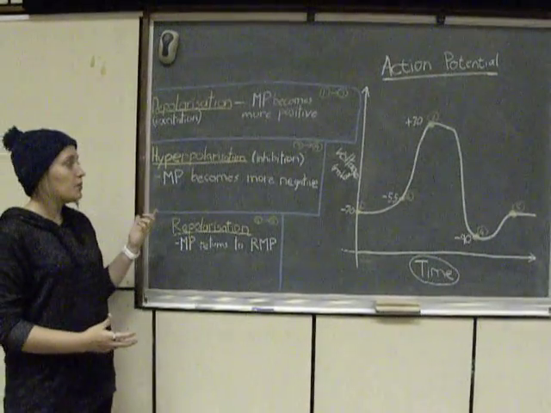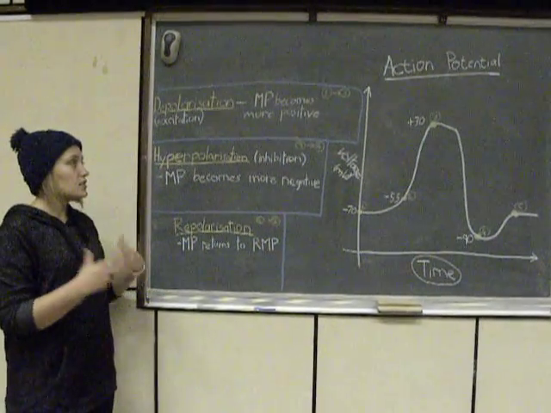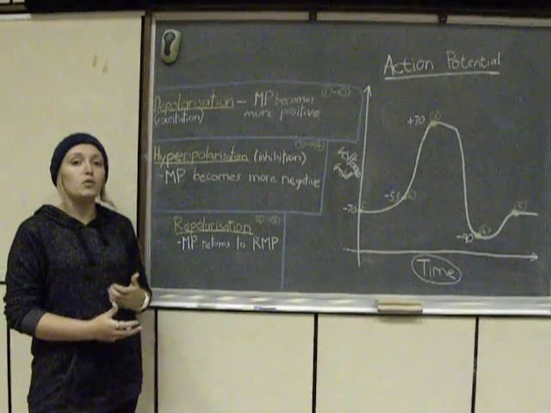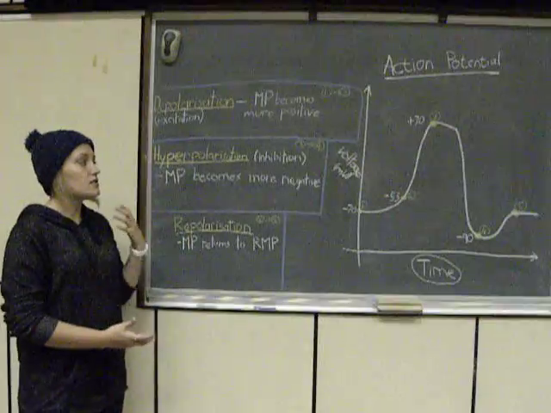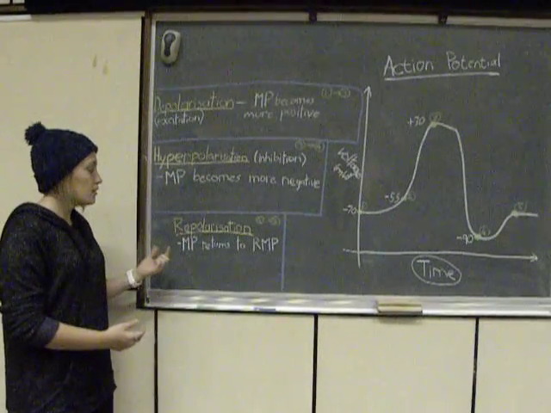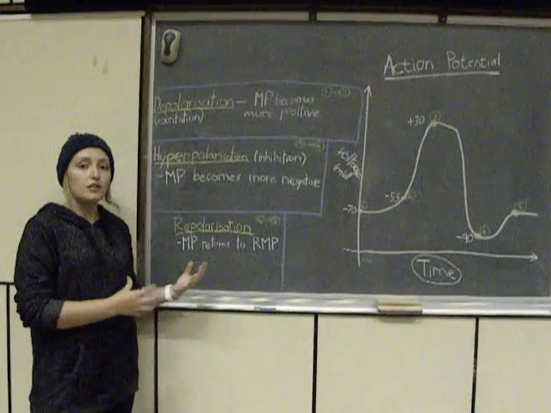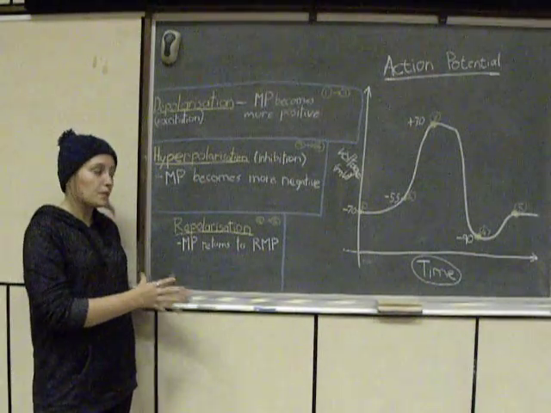And then hyperpolarization is essentially the opposite of that, and it happens when the membrane potential becomes more negative, and it can also be known as inhibition. Repolarization is simply when the membrane potential returns back to resting membrane potential.